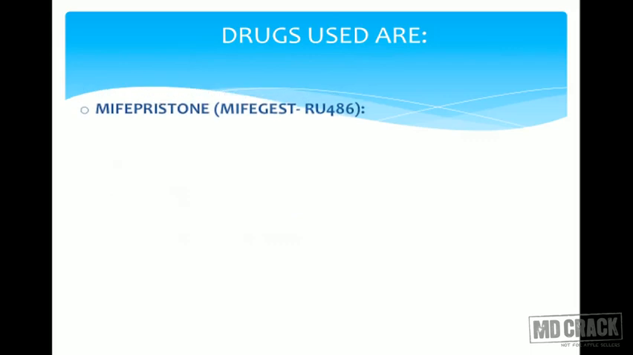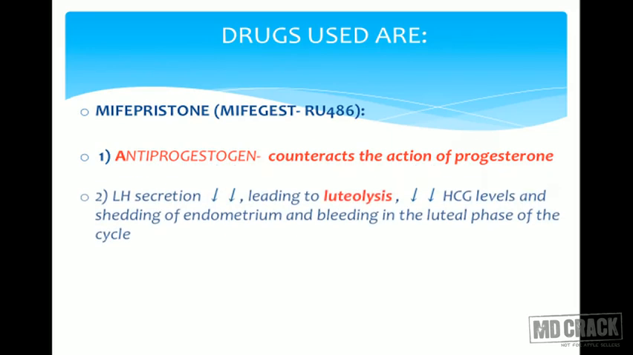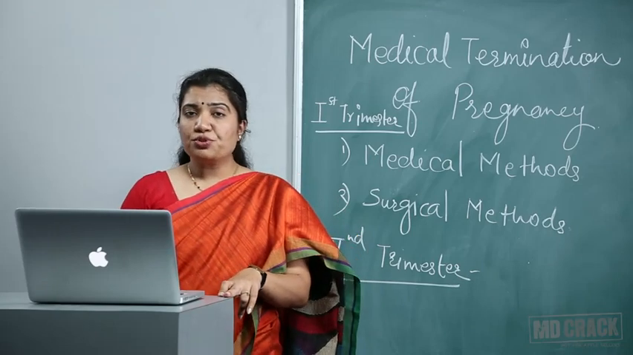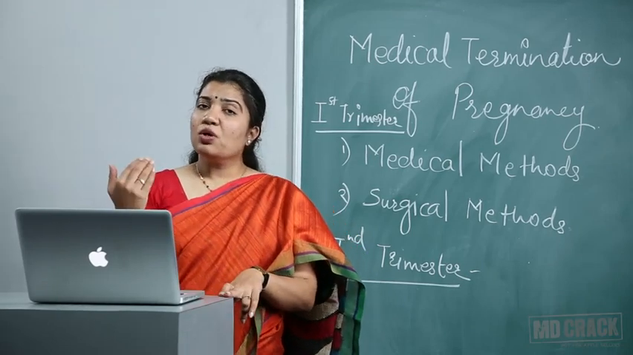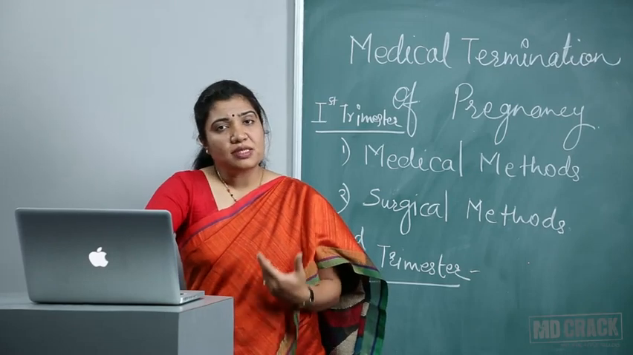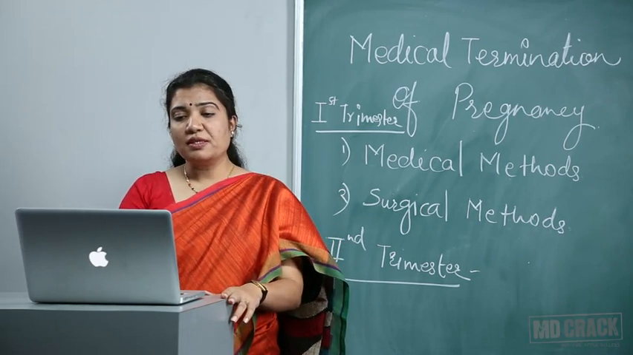Drugs used in medical termination: the first is Mifepristone. RU486 is the other name. It's basically an anti-progestogen. What it does, it counteracts the action of progesterone, and thus it decreases LH secretion. We know that the corpus luteum is maintained by LH and by the HCG secreted from the trophoblastic tissue, and this corpus luteum keeps secreting progesterone, which nurtures the pregnancy. But now this anti-progestogen goes and blocks all the progesterone receptors. That causes a decrease in LH as well as a decrease in HCG level. There is luteolysis, and because of luteolysis, the support of progesterone and estrogen is gone. Shedding of endometrium takes place and bleeding in the luteal phase of the cycle starts.